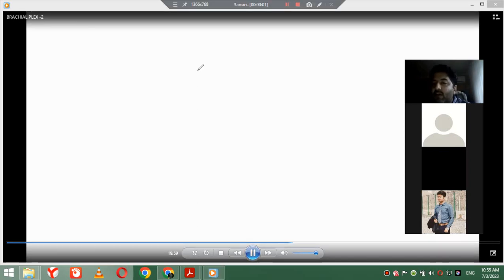Brachial plexus. Okay, now see here. All of you have to draw the brachial plexus. C5, C6, C7, C8, and this is T1. These are the roots.